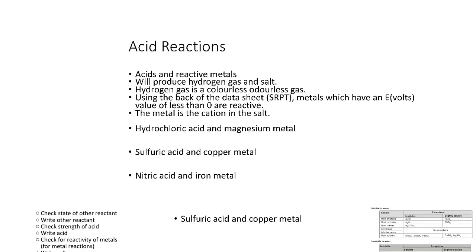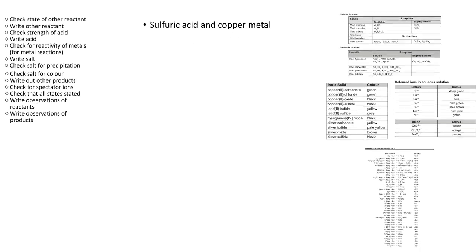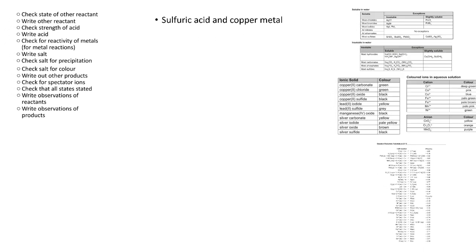Let's go look at the next one. Sulfuric acid and copper metal. Check the state of the other reactant, copper metal. So that's Cu solid. Check the strength of the acid. That's sulfuric acid, so it's H plus and SO4 2 minus, aq and aq.